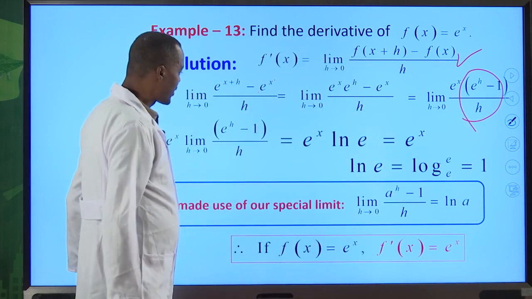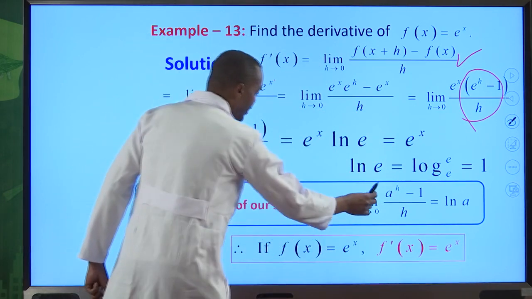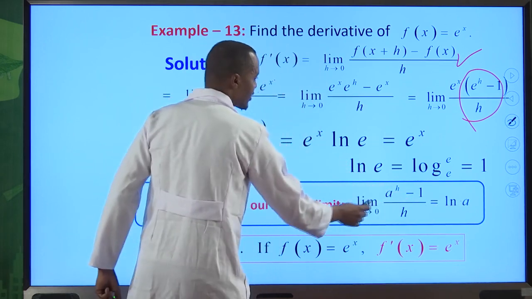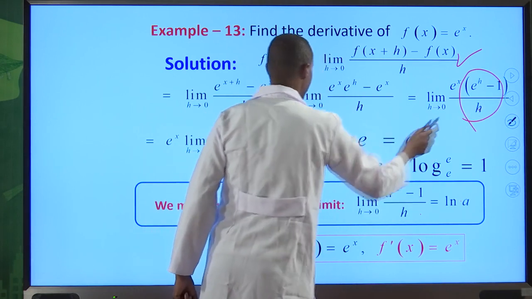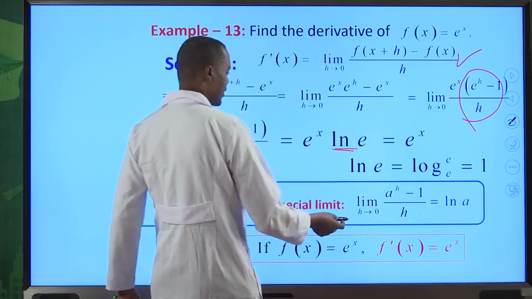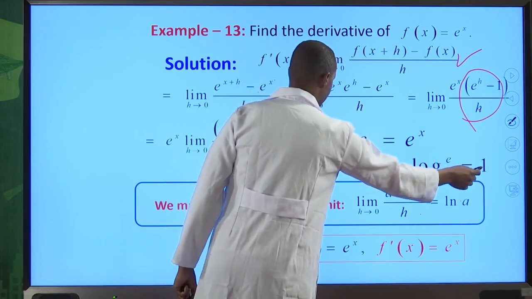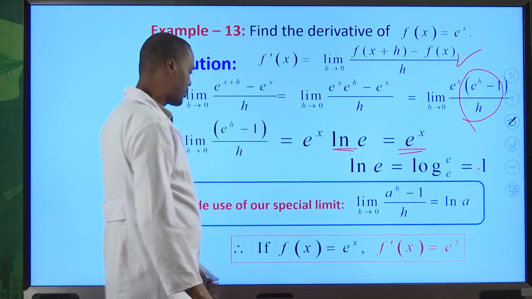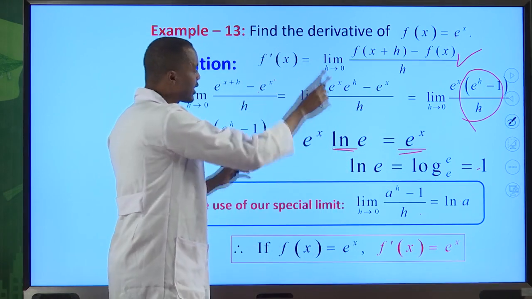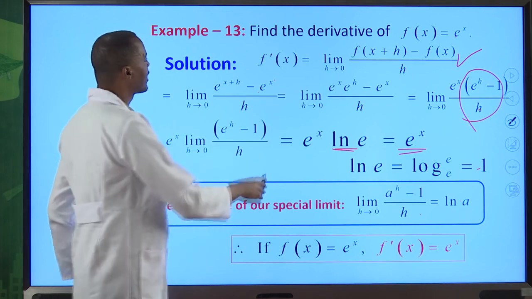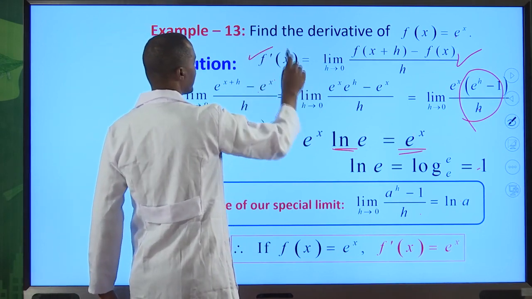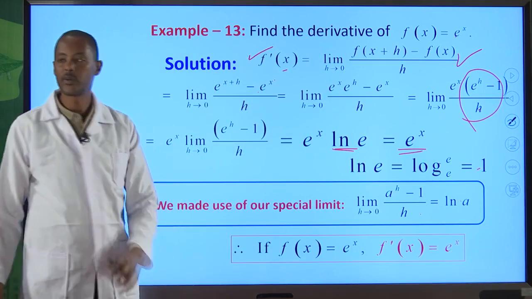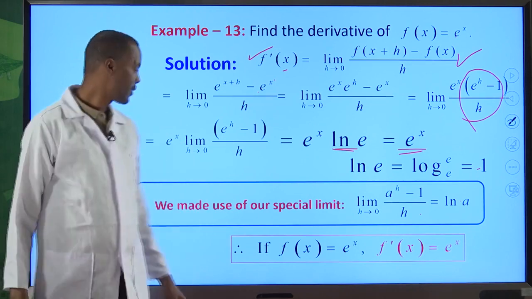As you can see, that is also one of the special limits, that is a to the power of h minus 1 over h as h approaches 0. That is ln of a. If this is ln of a, this one must also be what? Ln of e. And the ln of e is the logarithm of e to the base itself, which is 1. So this derivative must be equal to the same, e to the power of x. So these special limits, together with this alternative definition for derivatives, help us a lot in finding derivatives for trigonometric and exponential functions.